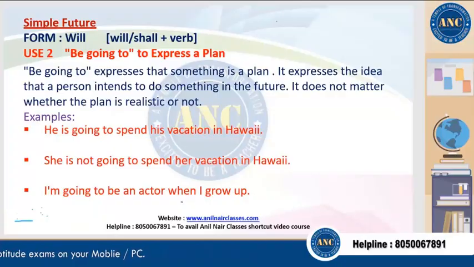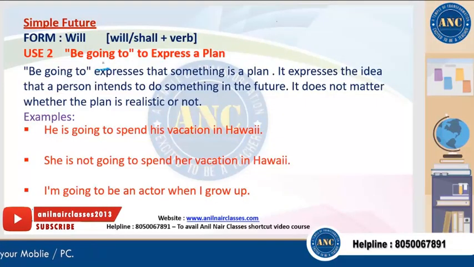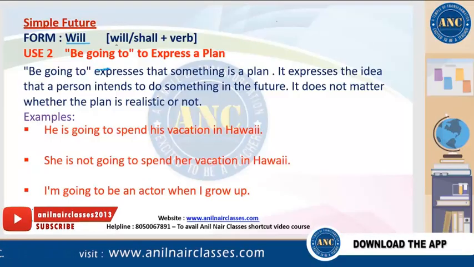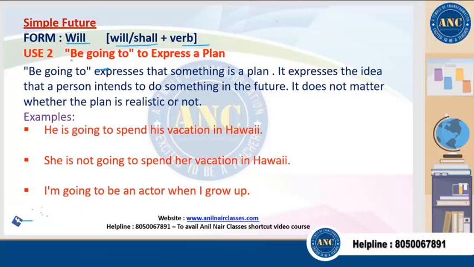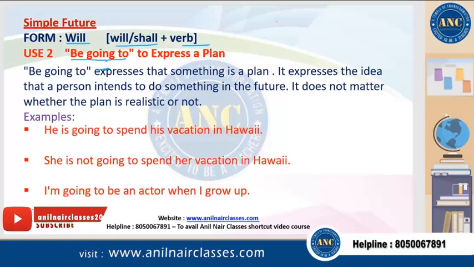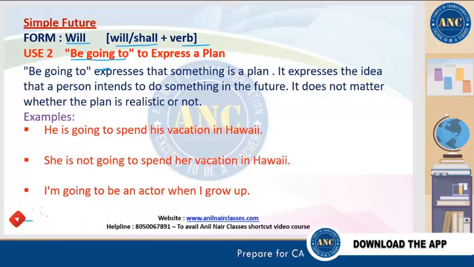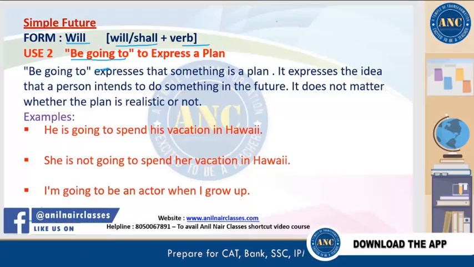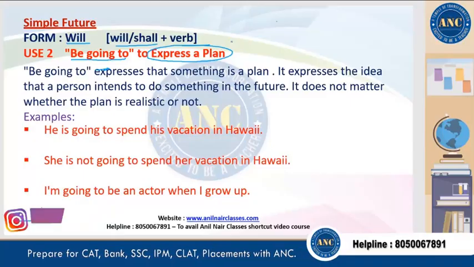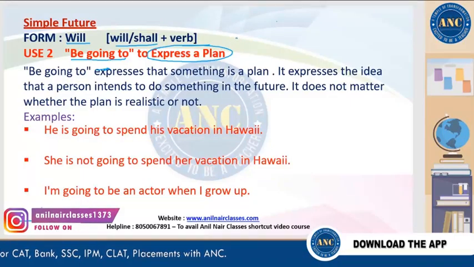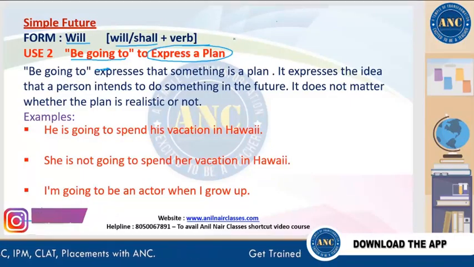Now, so we are dealing with the future tense. So for the future tense, we use will, right? Will or shall plus the verb should be there. Sometimes along with that will or shall, apart from that, we can also use be going to, right? So when you use will, shall, or be going to, you are expressing a plan. When you talk about that plan, it doesn't matter whether it may or may not be realistic. Even if it is not a realistic plan, but a plan is there.